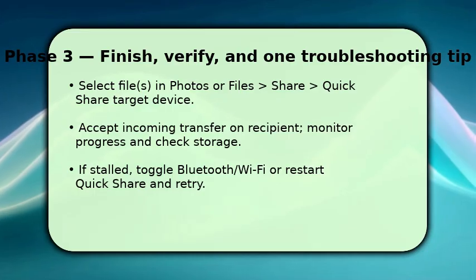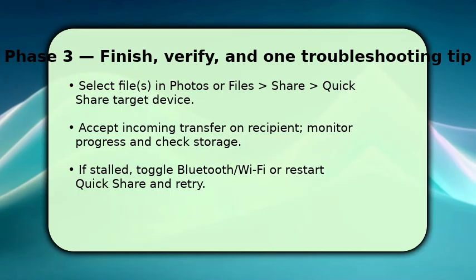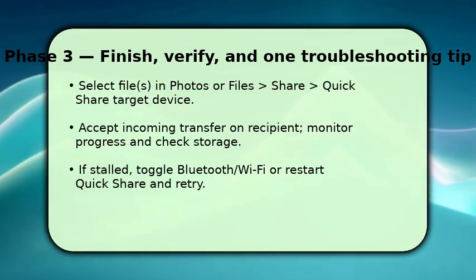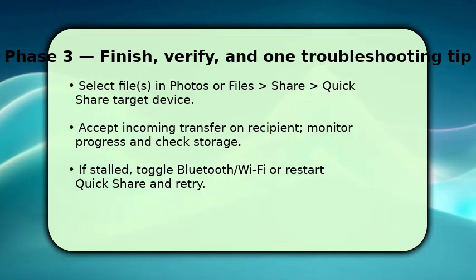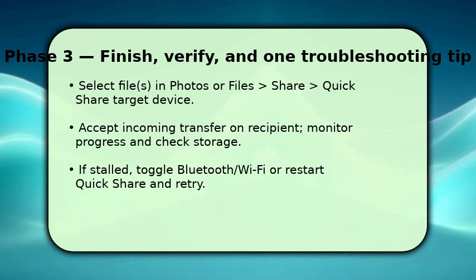If a transfer stalls, make sure both devices stay unlocked, then toggle Bluetooth and Wi-Fi off and on, or restart Quick Share in Settings. This resets discovery. If problems persist, reboot the phone and check permissions. These troubleshooting steps clear common connectivity or permission issues quickly.